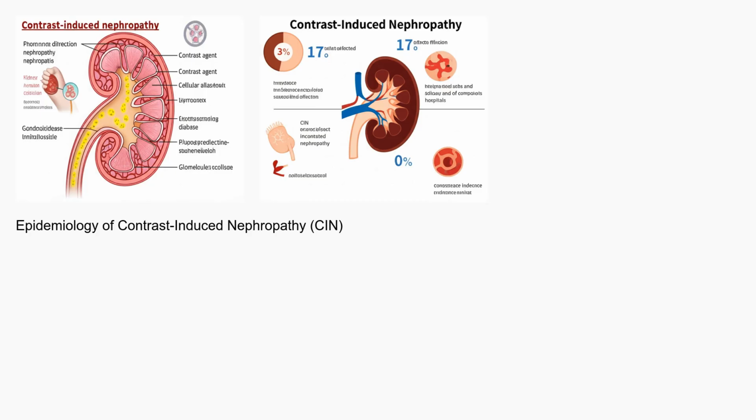Epidemiologically, contrast-induced nephropathy is a significant concern. It is estimated to occur in 2 to 7% of patients receiving contrast media. However, this incidence can be significantly higher in patients with pre-existing risk factors, reaching up to 30% in individuals with pre-existing chronic kidney disease or diabetes. CN is a major cause of hospital-acquired kidney injury and can lead to increased morbidity, mortality, and healthcare costs.